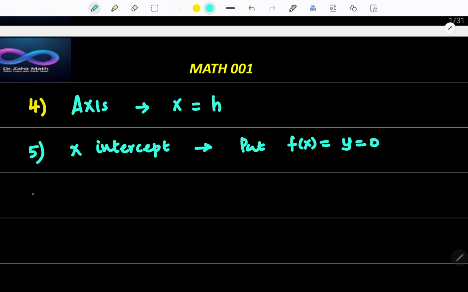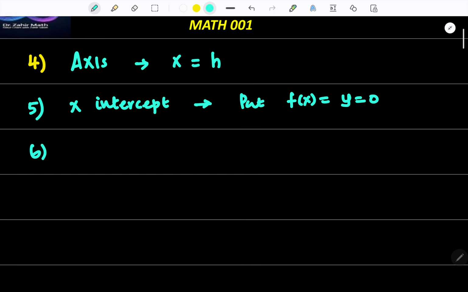The next formula which you are going to remember is, if the value of a is more than 0, the parabola opens upward. If a is less than 0, the parabola opens downward. So these are the formulas you are going to study.